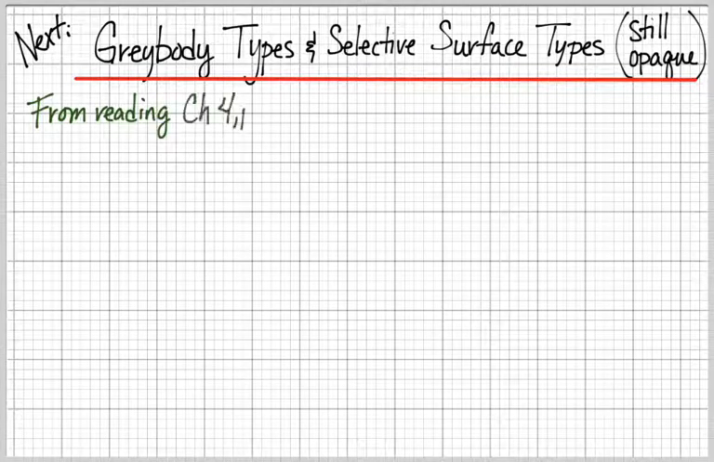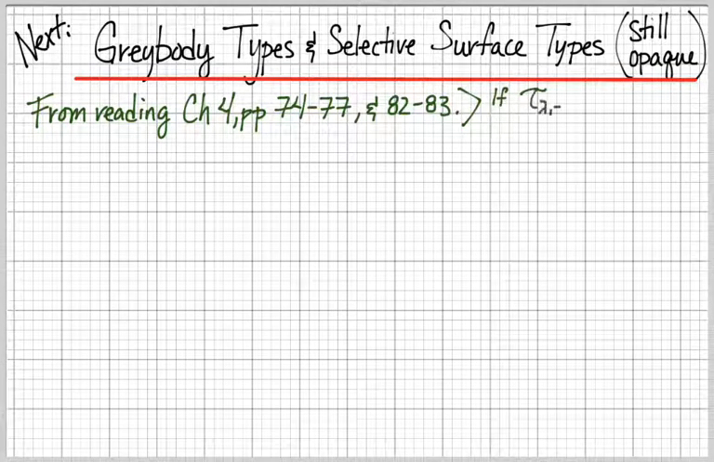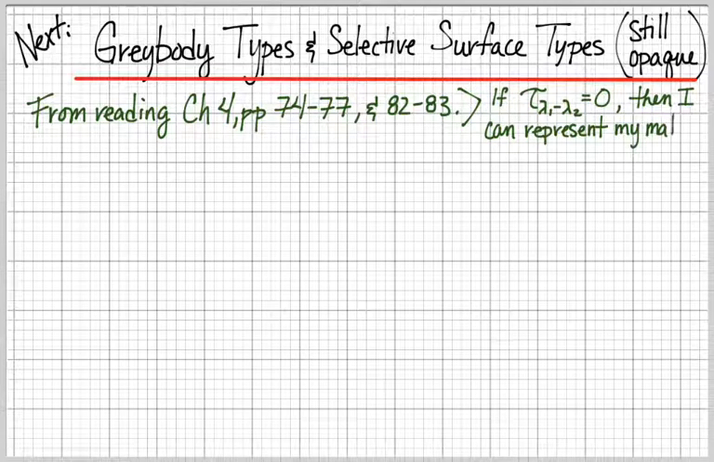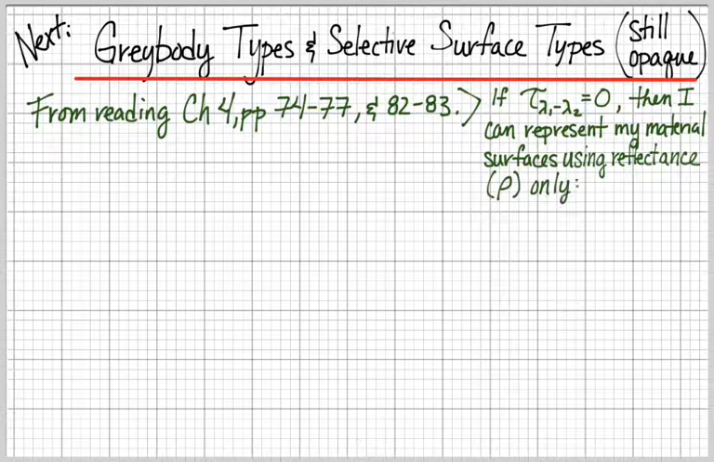Okay, so if we look at our reading in Chapter 4, I'm going to have you focus at pages 74 to 77, and then the table of surface types is at the bottom of page 82 and the top of page 83. If we have a band from wavelength 1 to wavelength 2 where the transmittance is equal to 0, then I can represent my material surfaces using reflectance only.